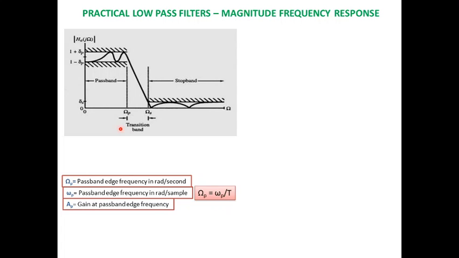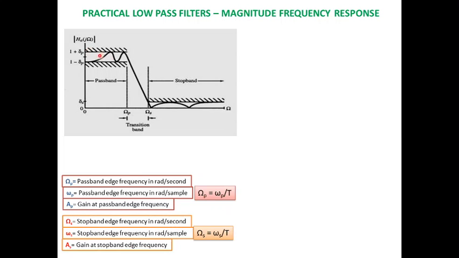It is not always necessary that the sampling time should be 1 second. If the sampling time is going to be 2 seconds or 3 seconds or whatever it is, then you need to alter, and that is represented by this omega p, right? The relationship between this omega p and this omega p is omega p is equal to capital omega p divided by T. And A p is nothing but the gain at the passband edge frequency. At the passband edge frequency, what is the corresponding gain that we get? That is called A p.